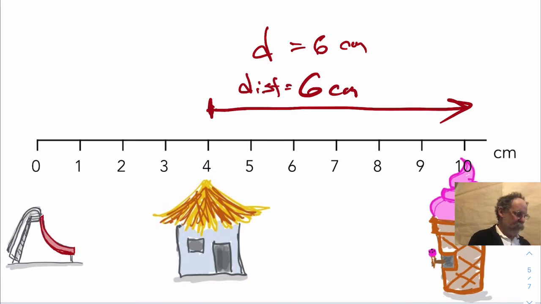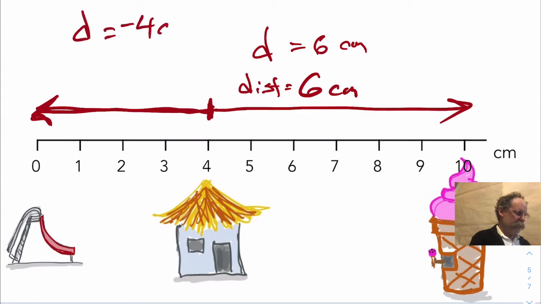If we go from here to here, if we go from home to the playground, we said that was a displacement of negative 4 centimeters. The distance is just 4 centimeters. Why? Because nobody talks about negative distance.